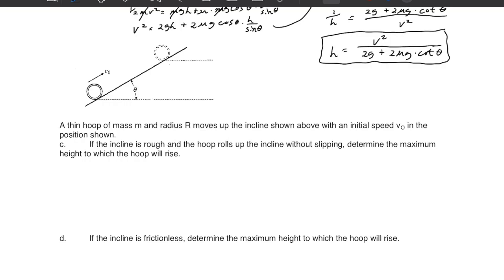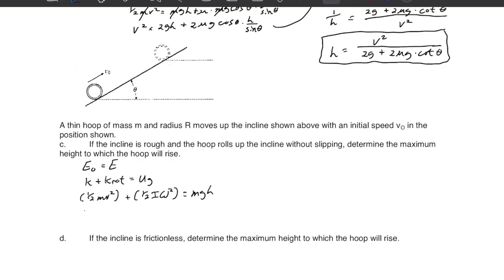All right, now we've got a thin loop, so it's basically a ring that's a mass M, radius R, going up a hill. If the incline is rough and the hoop rolls, okay, if it rolls, it's not sliding, right? It's rolling. Friction is going to help us transfer energy in and out of K-rot because it's a torque. It allows us to change the angular velocity. If there's no torque, there's no way to change angular velocity, so your K-rot's permanent, whatever it is. Zero, non-zero, it's permanent. So what we're going to say is the initial energy is equal to the final energy.